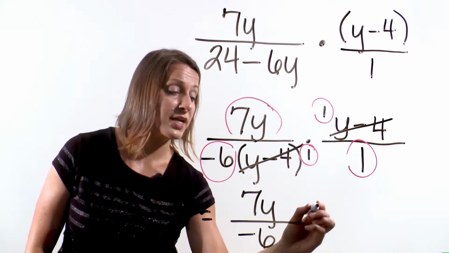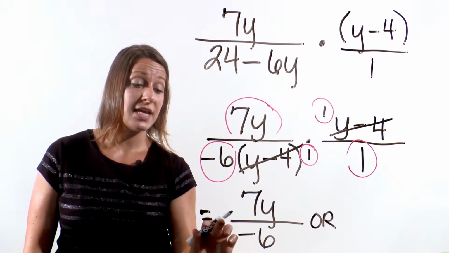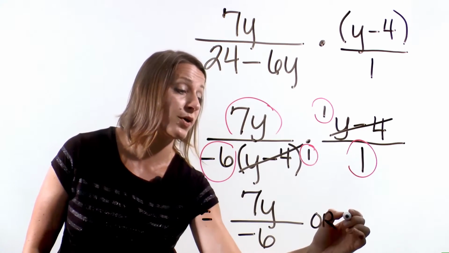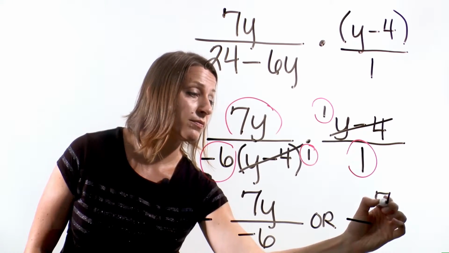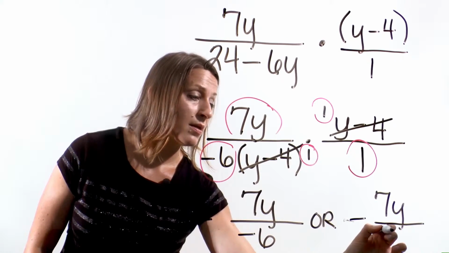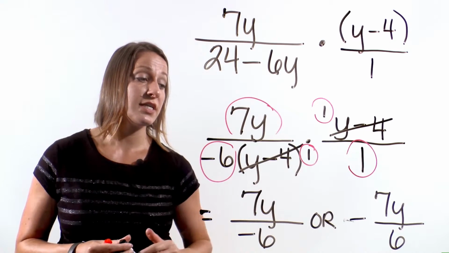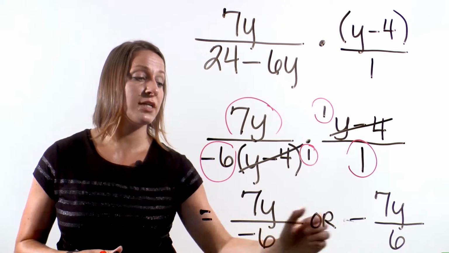Most likely you'll see your answer in the book is they'll take this negative 6 and put it straight out in front of this fraction bar. So your answer in the book may look something like that, where the negative sign is just out in front of the fraction, but either answer is correct.